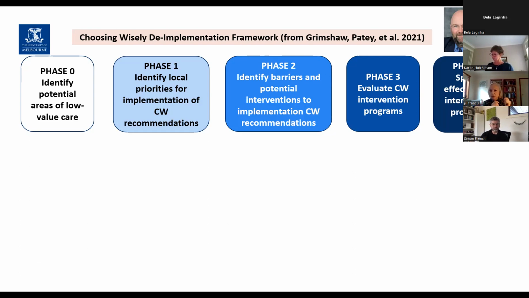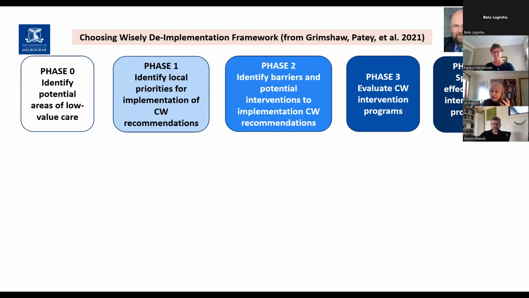Do we have local people on board who say, yeah, these are in our top five issues that we want to deal with? And so I think that's not just a scientific piece of work, it's almost a political piece of work. But this is about pulling our stakeholders along with us. Then phase two, and this is going to be more familiar territory because Simon French, it's based on your framework that I'm going to show us all in a moment.